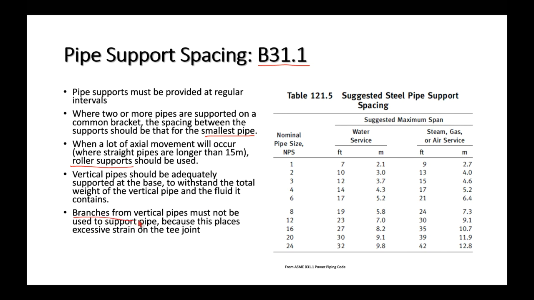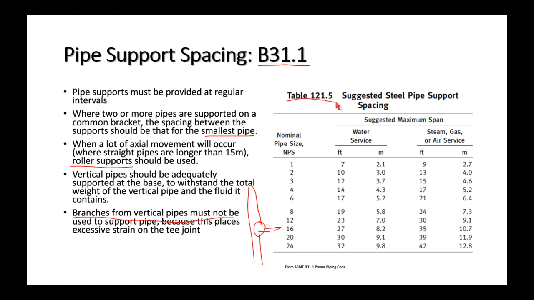And also it says we don't support branch lines from vertical pipes. So if I've got a vertical pipe like this, and there's a T, we can't use this vertical pipe as a support for the T, for this branch, because there'll be excessive stress right here, and it's going to crack.